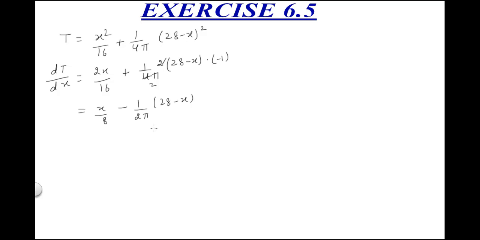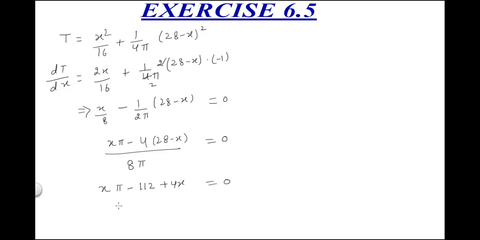Now what we can do is put it as equal to 0. So putting it as equal to 0, let us take the LCM first. We will get 8 pi as the LCM. So it will be x pi minus 2 is already there, pi is there, so we'll multiply it with 4. 4 multiplied with (28 minus x) equals 0. So we have x pi minus 4 multiplied with 28 is 112 plus 4x equals 0. Right? So now considering the two terms of x, we can take x common. We are left with x(pi plus 4) equals 112. So what we get, x is equal to 112 upon pi plus 4. It is pi plus 4, not x plus 4. Clear? So this is the value of x we are getting.